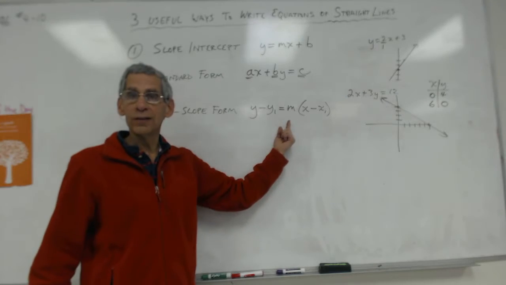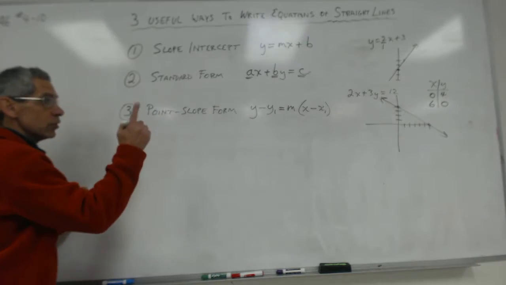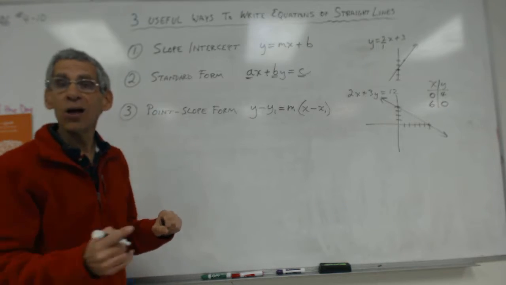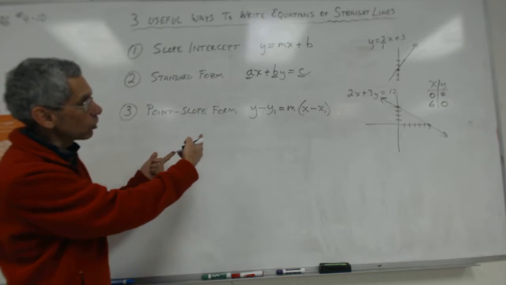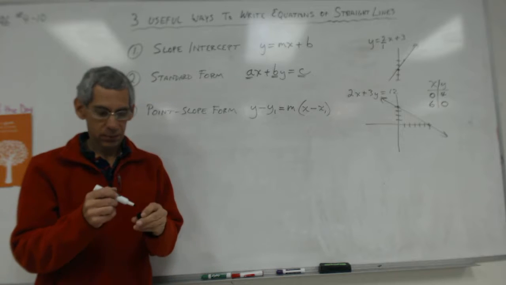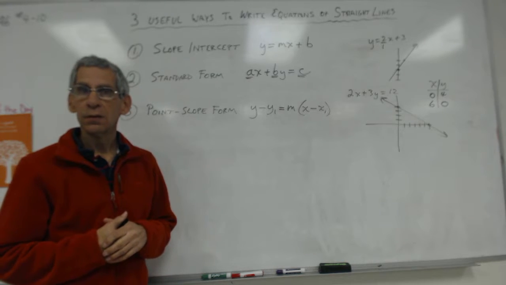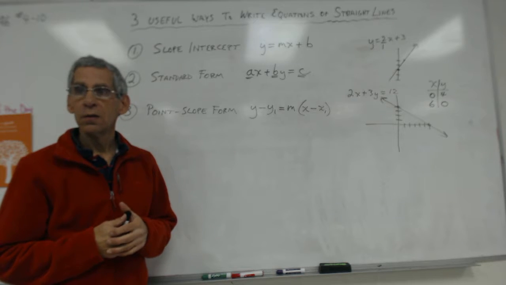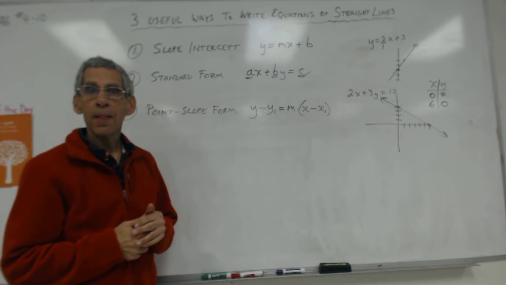y minus y1 is equal to m times x minus x1. Okay? So there's two things in this. It tells you right away what the slope is. What would be the slope in that equation? Can you write an example with actual numbers?